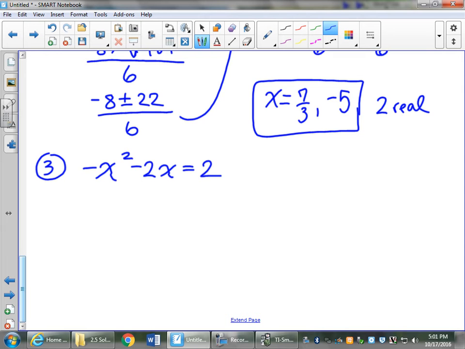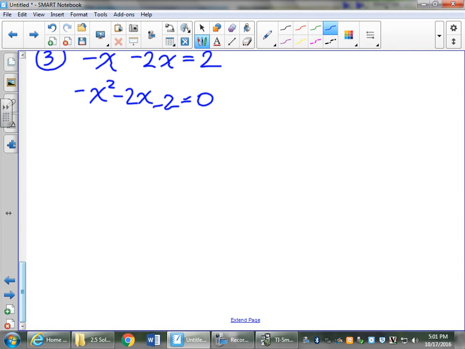It's also a good example because this is our first one that has a negative b value, and we haven't had one of those yet. So we're going to move everything to the left side. We'll get negative x squared minus 2x minus 2 equals 0. And I would pause, try the formula on your own, and check with mine.